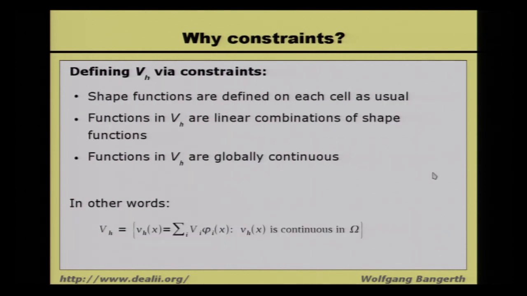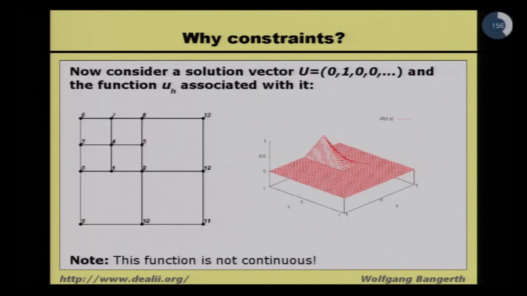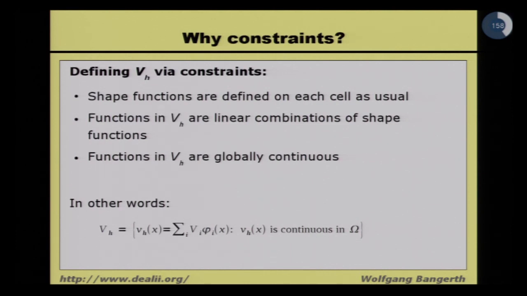So the way we do this is that we say, well, the space VH that we want to consider, that's our finite dimensional finite element space, we want to define it in the following way. So we want to consider the shape functions as always. So in particular, we would like this continuous function here to be a shape function. Okay. So these are the shape functions that make up this space, but then of course all of the linear combinations of these shape functions are elements of this space as well. But we also want these functions to be globally continuous.